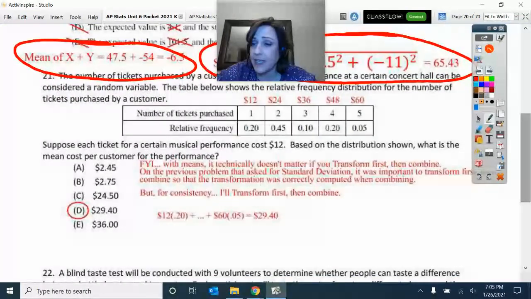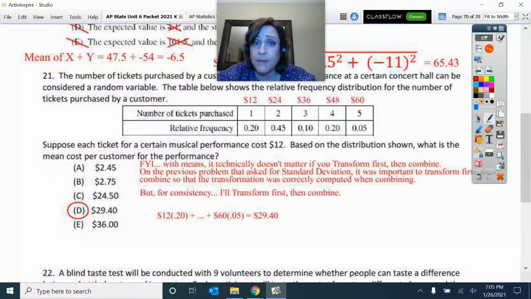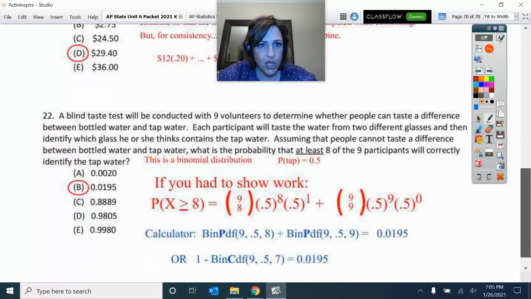All right. Finally, with this number 21, something similar where we were getting the average cost based on those frequencies of tickets purchased. Technically, with means, it doesn't matter if you transform first and then combine. But I went ahead and kept the same steps of turning it into money first and then doing that multiplying out.